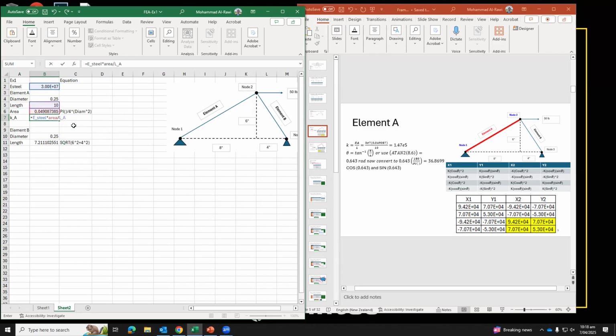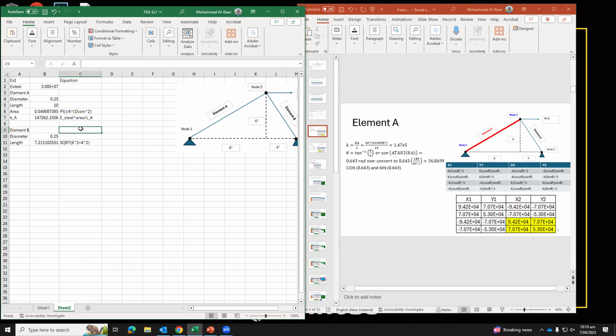And now you see the information I used to determine that K value for them, they are already highlighted in a nice way. So E steel times the area divided by the length of that element A. I'll click enter, but at the same time, I'll put this for you here so you can see the equation we used for the E.